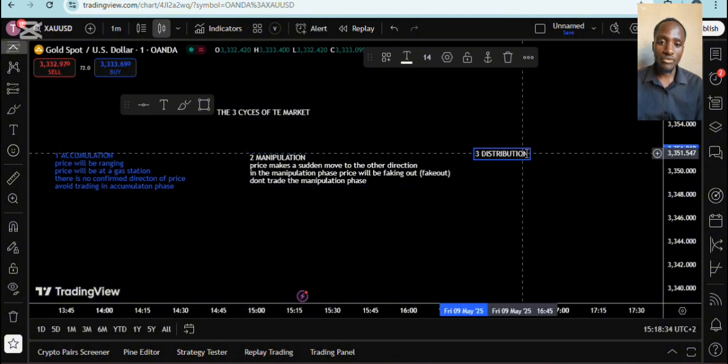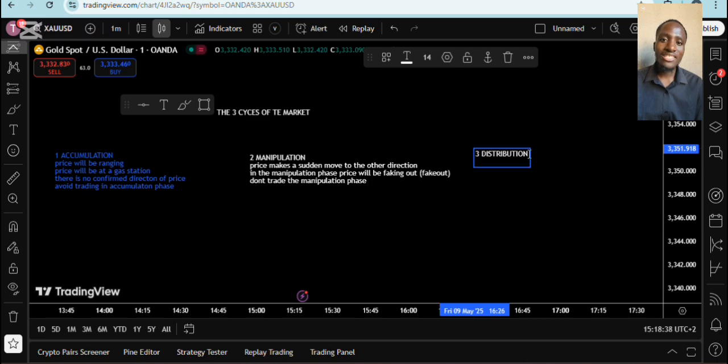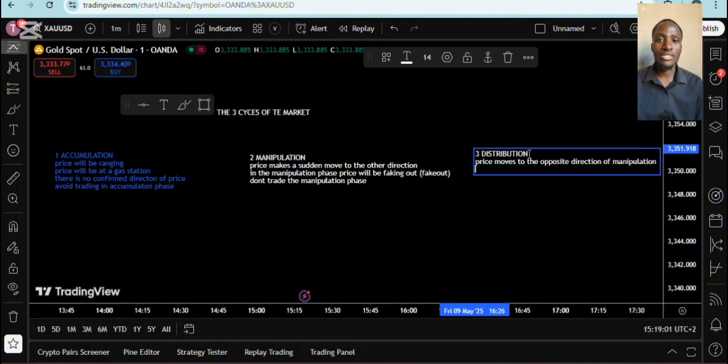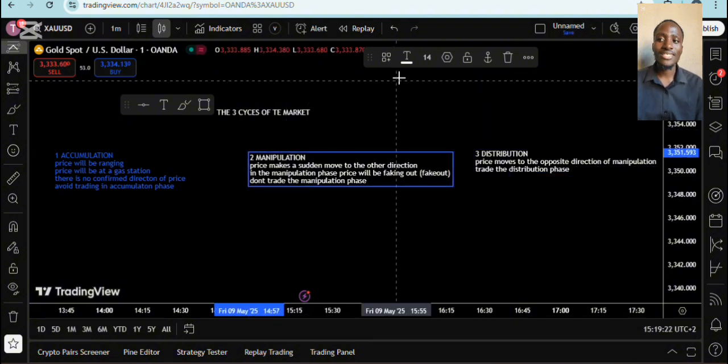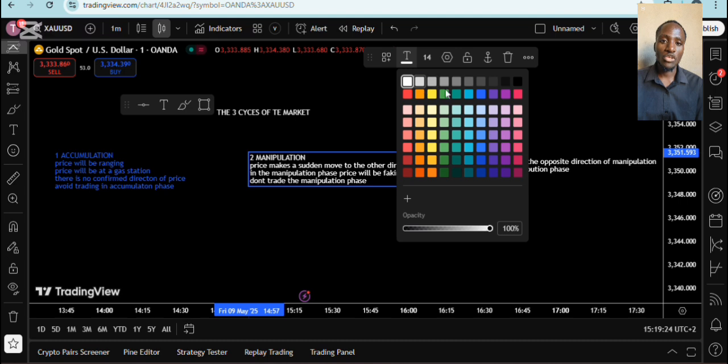Then the distribution. In the distribution phase, price moves in the opposite direction of manipulation. So if manipulation was to the downside, price moves to the upside. And the distribution phase is the one you want to be trading. You can trade the distribution phase, unlike manipulation and accumulation.